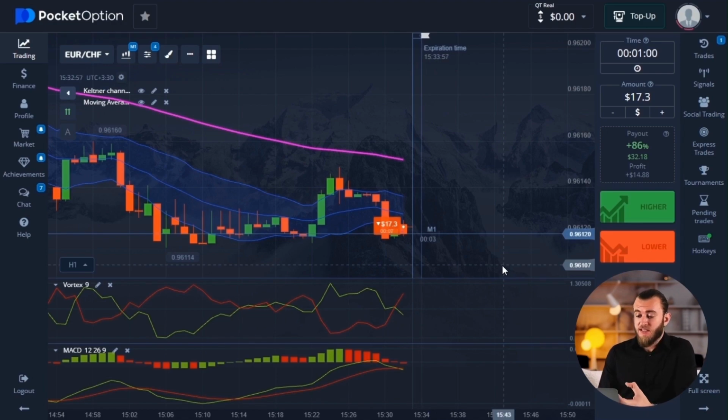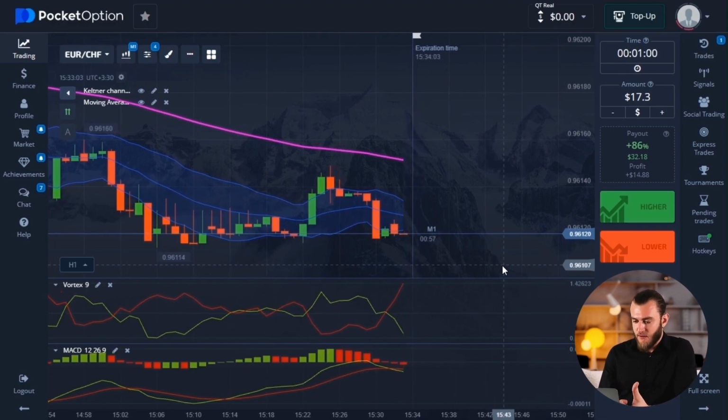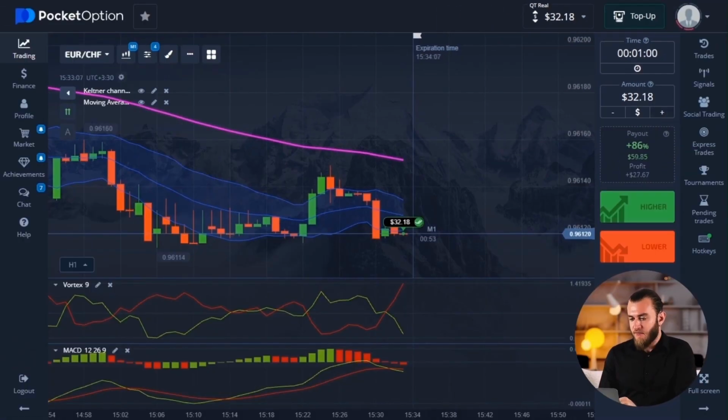Because again, I want to test Vortex for identifying entry points in a trade during higher volatility, which is exactly what it was designed for. $32 on the balance, increase the size of investments, and let's move on to the next pair.